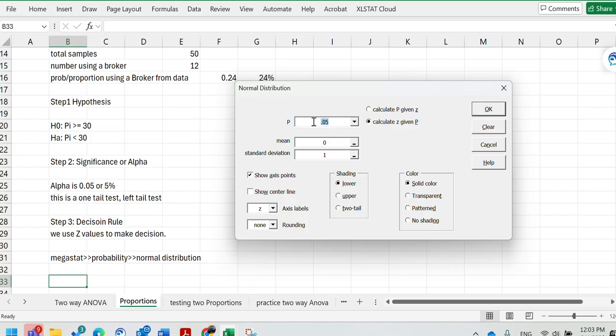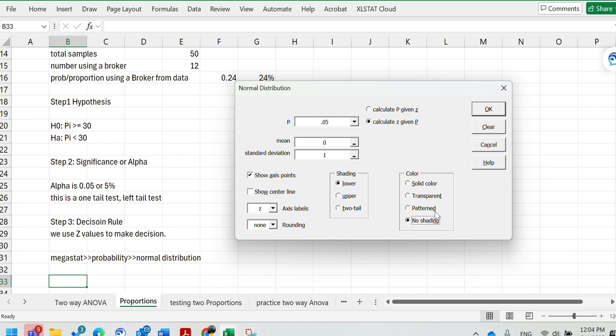If they ask some other percentage, 7%, 8%, then you have to change this. These two will be same. Don't change anything here. Mean 0, standard deviation 1 because it is standard normal form. These two are always 0 and 1. Now which side do we want? Lower, upper, two tail? Left side, that is the lower side. So we want lower.